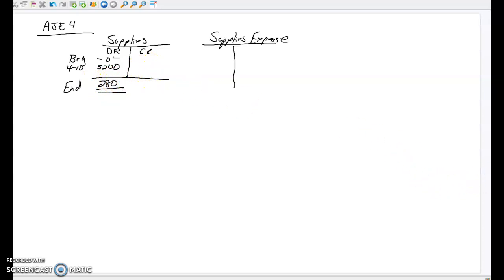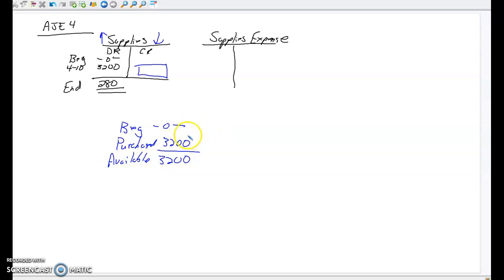So really what you're going to do is try to figure out, well, the account goes up and down. There's debit credit rules for an asset. How much did the account go down? So we're really looking at a beginning balance of 0, and then we purchased $3,200. So there was a total of $3,200 of supplies available. And I'm kind of going through this longer process because with supplies, it's different than prepaid rent or insurance and that sort of thing. So there's $3,200 available to be used.